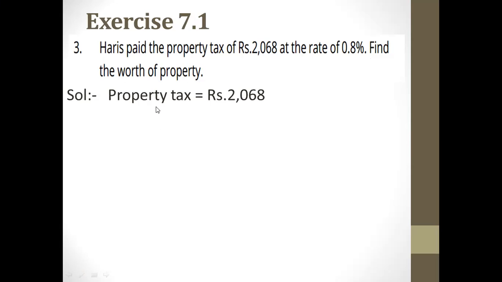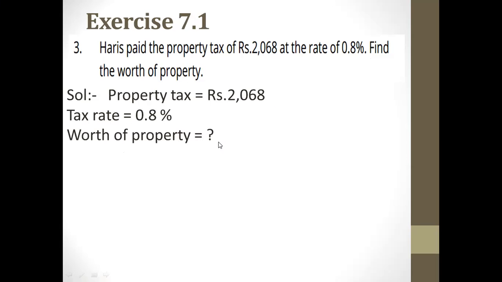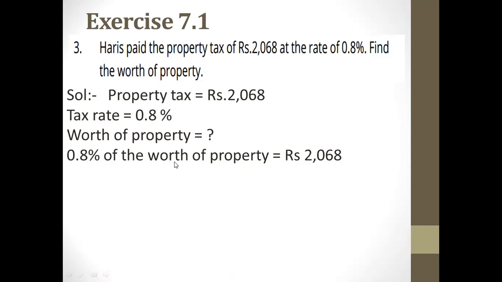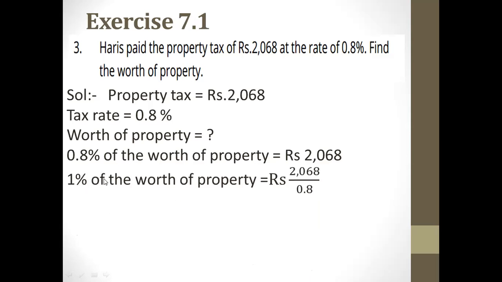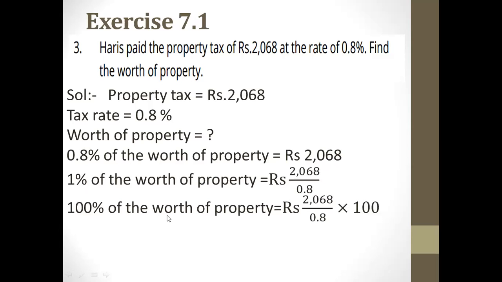So what will you do? Property tax is that much, tax rate is 0.8%. The worth of property you don't know, you have to find. So 0.8% of the worth of property is rupees 2068. So 1% of the worth of property will be rupees 2068 divided by 0.8. So for 100% of the worth of property, you have to find the 100% worth. So 2068 divided by 0.8 multiplied by 100. So you get 2,58,500. So this is the worth of property.